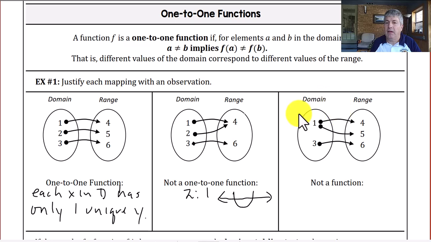And finally, in our third one here on the right, this is not a function because 1 maps to both 4 and 5. We've got the same input going to two different outputs. This actually fails the vertical line test, so it's not a function. Now, I don't know if we can say that on the AP test, that it fails the vertical line test. You'd have to talk about how the same input maps to two different outputs.